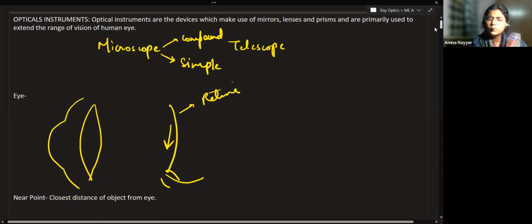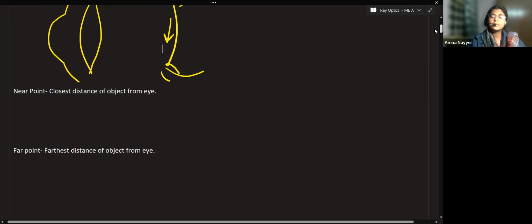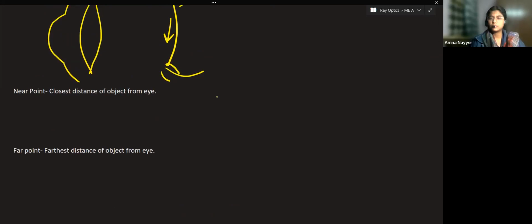Now you don't need to know anything about the human eye. I'm again saying it is deleted. If you open your NCERT books, it is mentioned, it is still given in NCERT books. So do not study that part. It won't ever be asked.